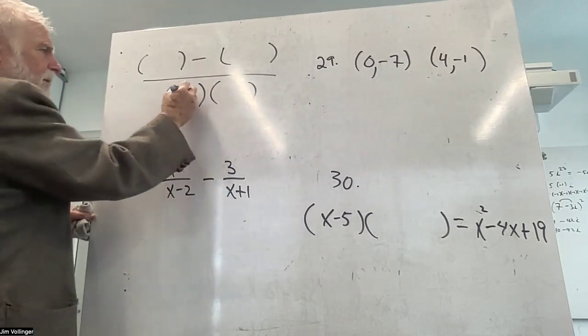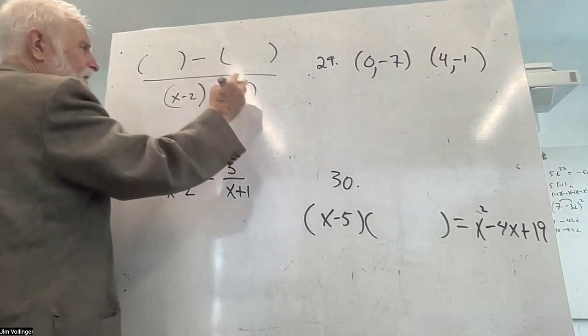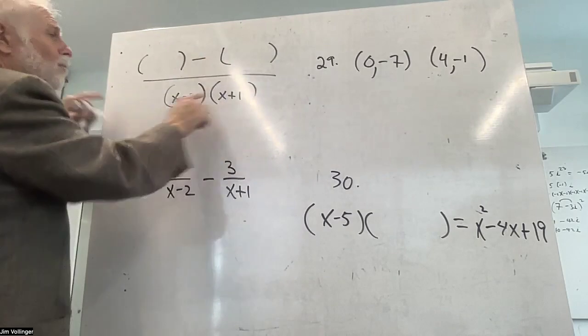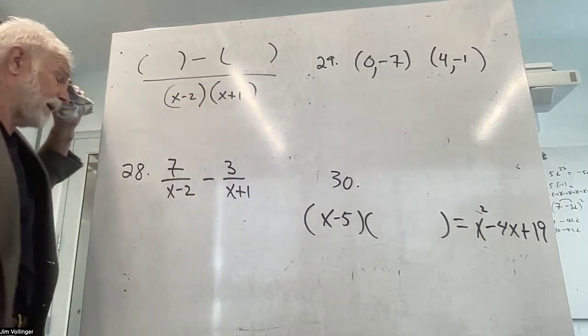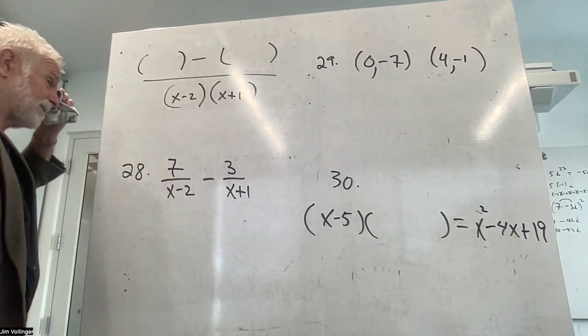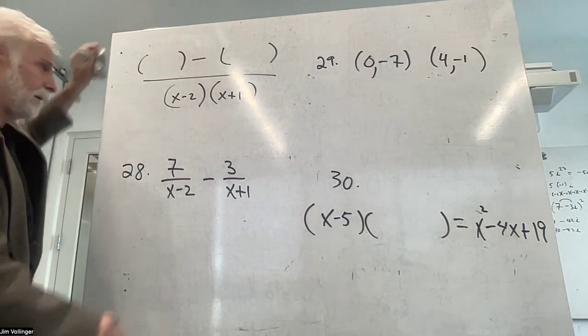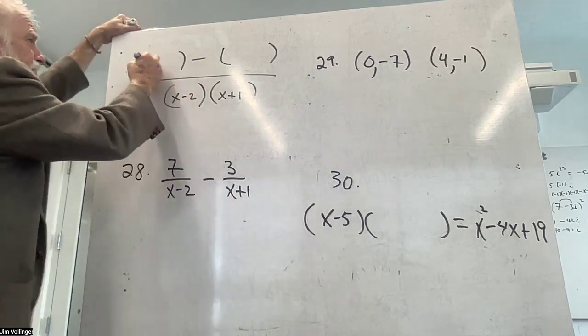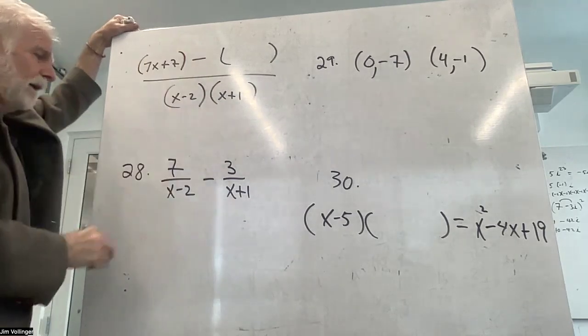I'm going to leave this x minus 2, x plus 1 in case what's up here cancels. You may do the same. You do not have to multiply that out. If you do multiply it out and you make a mistake, there'll be a deduction. 7 times x plus 1, 7x plus 7. I got to be careful now.